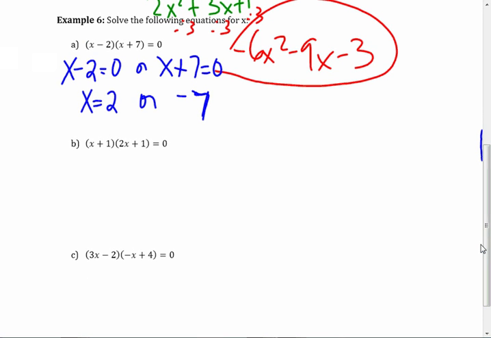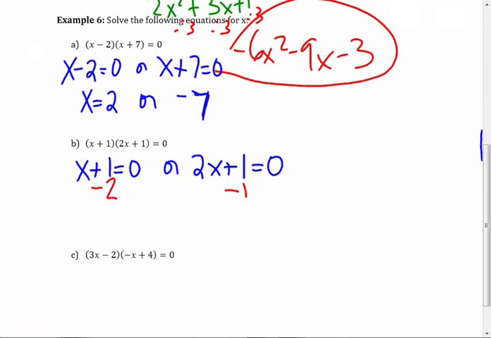Be careful with B. Why did I put this on here? Because you guys are struggling with this. X plus 1 equals 0, or 2x plus 1 equals 0. Jane's going to find the answers to those. I want x by itself. You can't just have a negative 1 by itself.